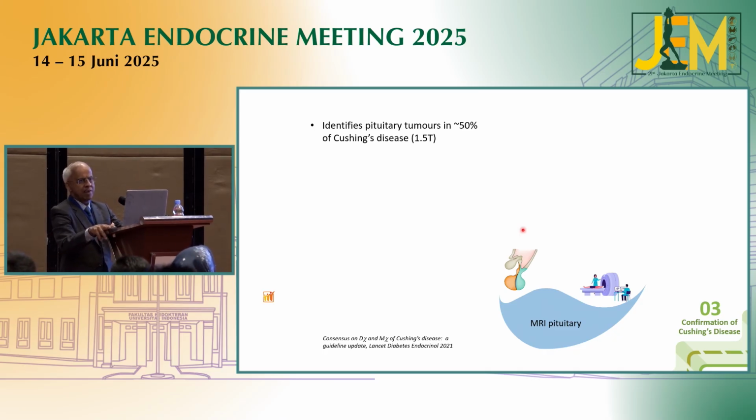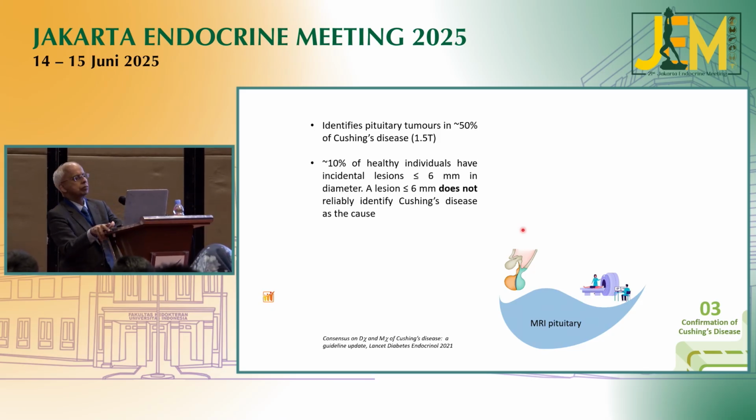That's 1.5 Tesla MRI. If you use a 3 Tesla, maybe more may be identified. But 10% of normal individuals have an MRI demonstrable tumor. So 10% of us. I haven't had an MRI. Maybe I have. Okay. So they say a lesion less than 6 millimeter cannot reliably identify Cushing's as a cause.